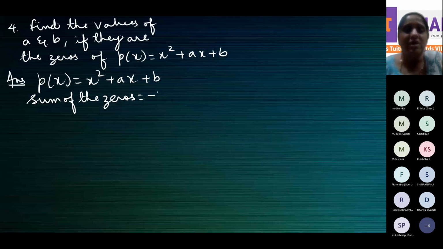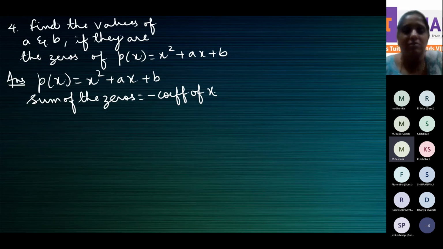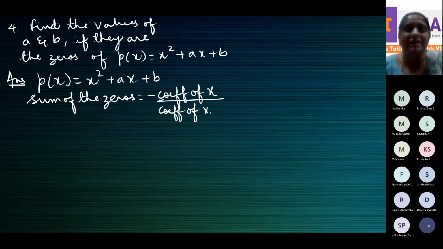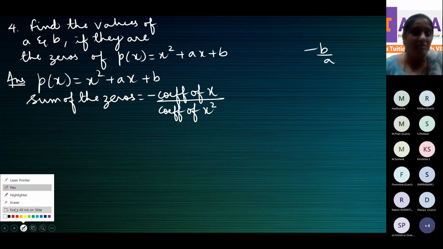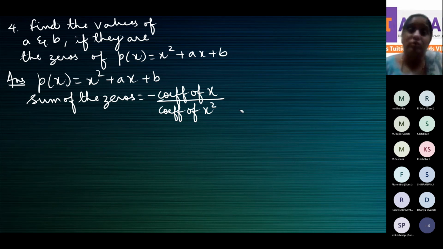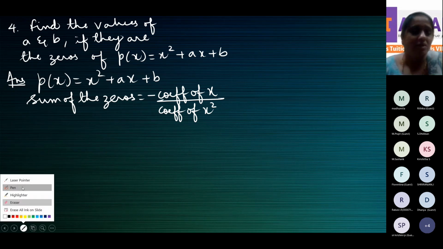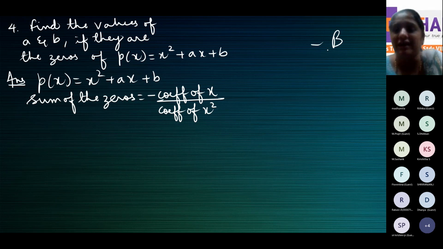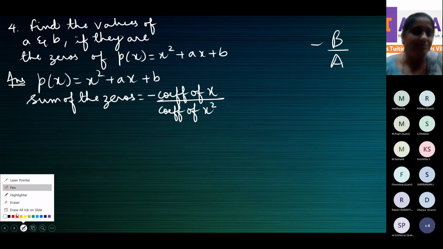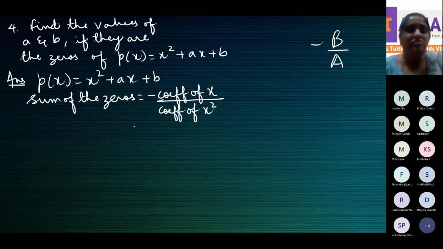What is the sum of the zeros? Minus coefficient of x by coefficient of x squared. Why are we writing it like this? Because if we write minus b by a, that is already there in this question everywhere, so you can go wrong, you'll mix it up. So let's write it in words, or you can use capital letter B and A, or minus b by a in capital letters so that you differentiate. Anything you can do.